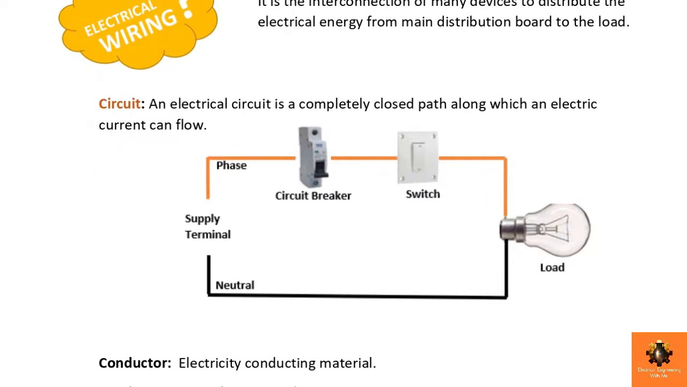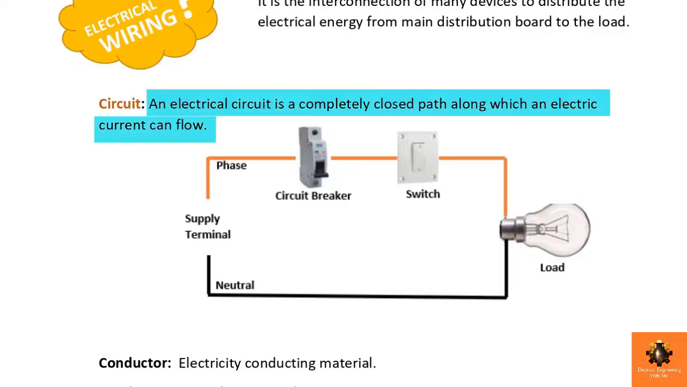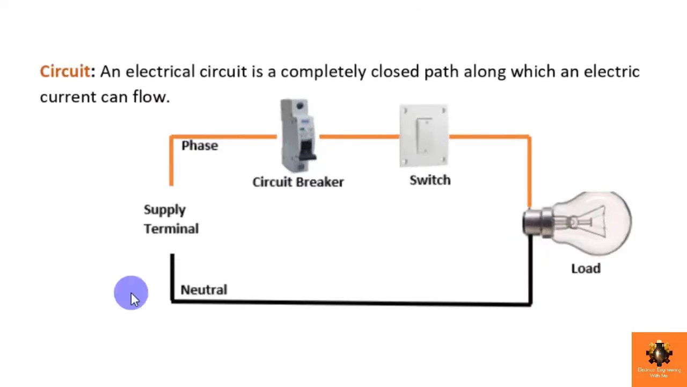Next, coming to the word circuit. As I told you, transfer of electrical energy or flow of current from one point to another is possible only through a closed path, and that closed path is known as a circuit. So an electrical circuit is the completely closed path along which an electric current or electrical energy can flow. Here is a simple circuit diagram in which these are the supply terminals from where the electrical energy is supplied to the circuit. Then this is the single pole circuit breaker. This circuit breaker is used to protect the circuit devices from any abnormal condition.